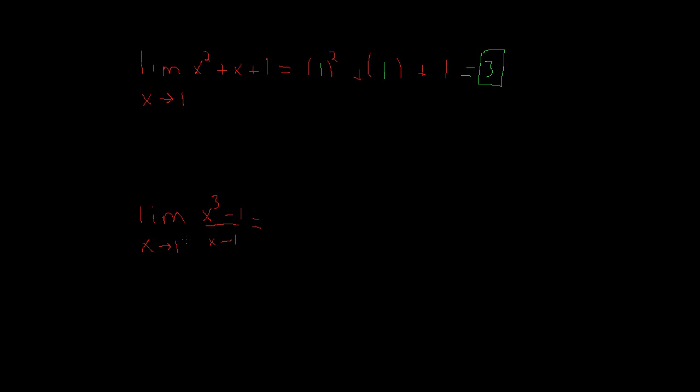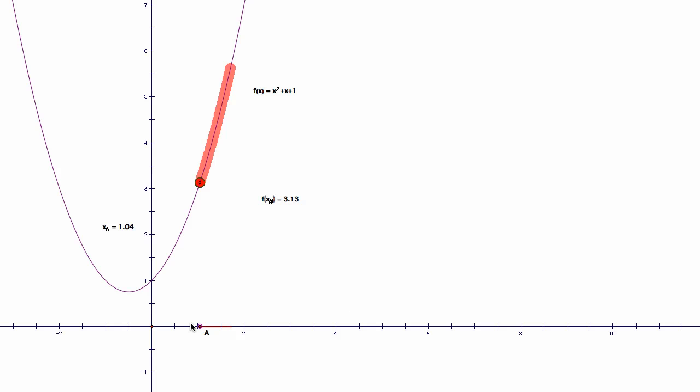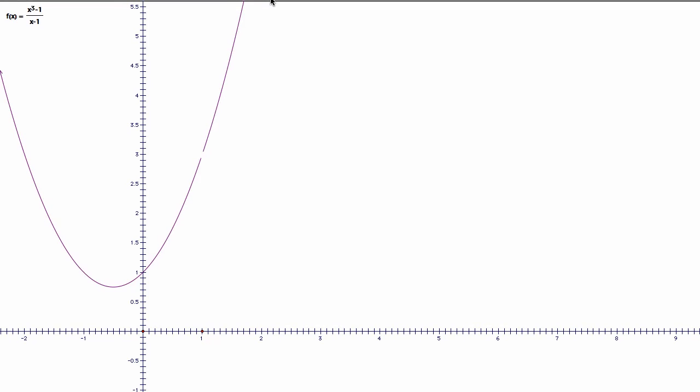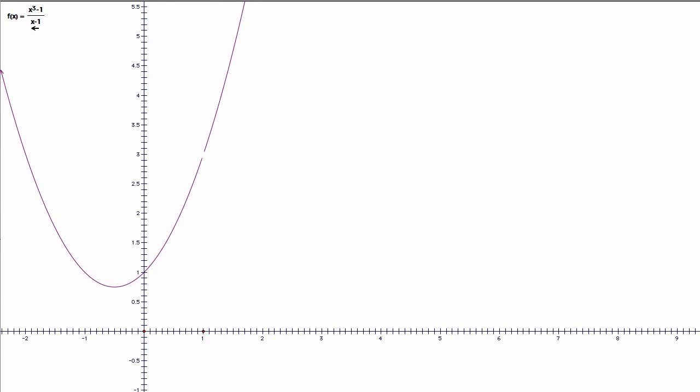Okay, the next example. Upon first inspection, if we try our direct substitution technique, you'll notice that we get a 0 in the denominator. So what does that mean? Does that mean our limit doesn't exist, or does it mean something else? Well, as usual, when in doubt, go to the graph. I have the graph here. Okay, so here's my function.